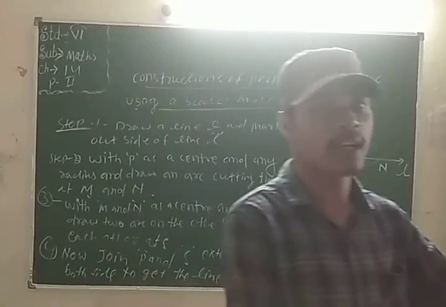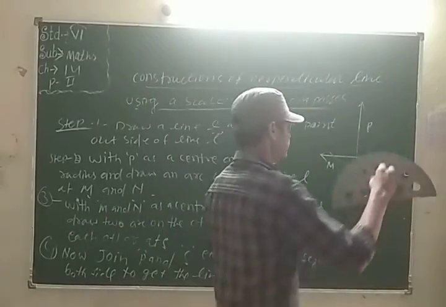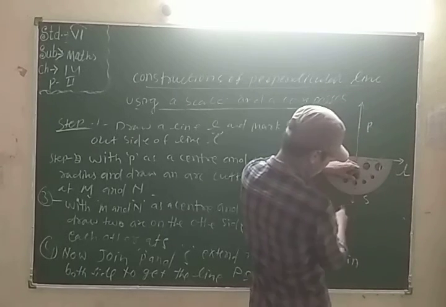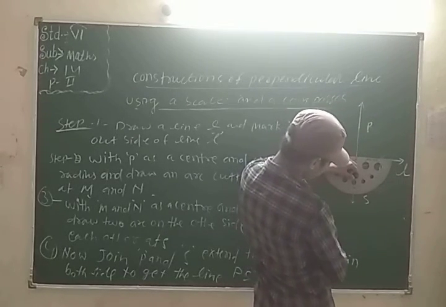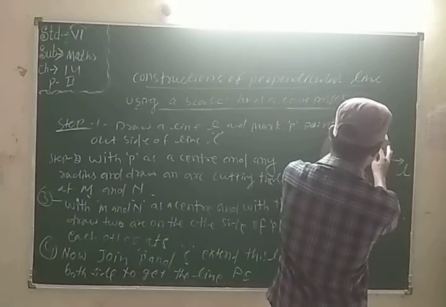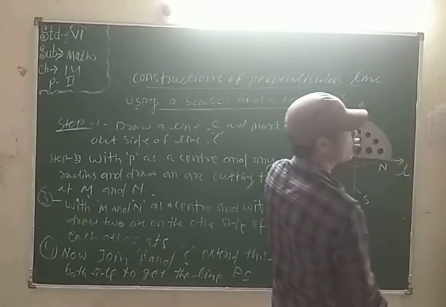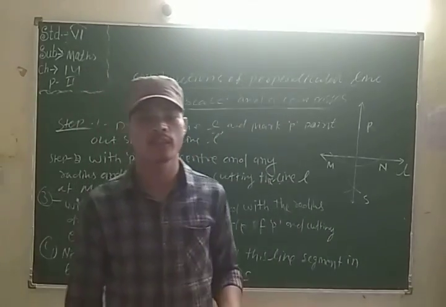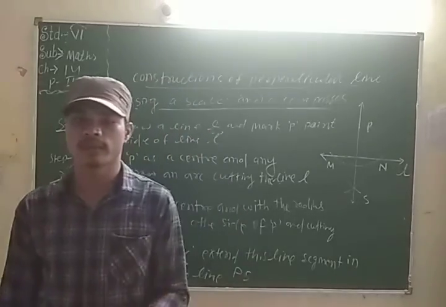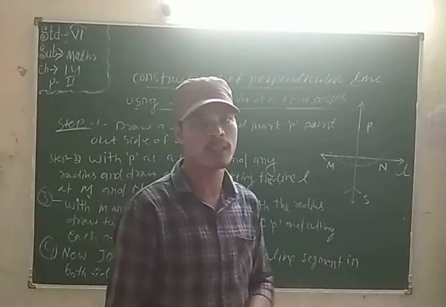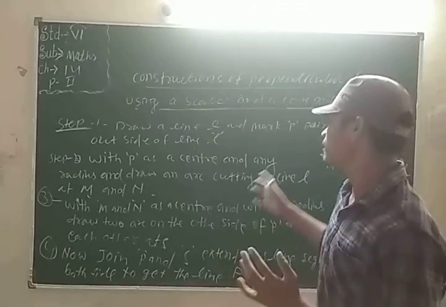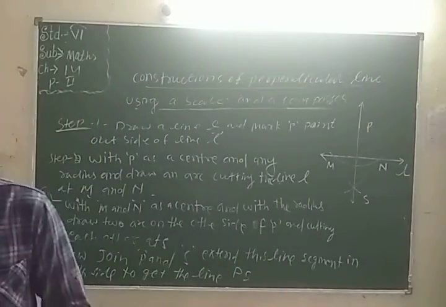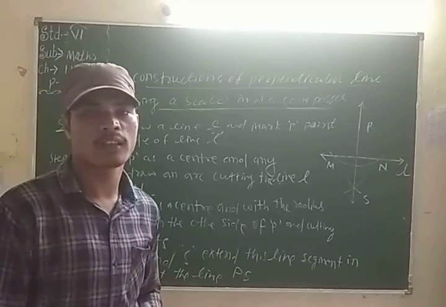You can use the protractor and also verify whether it is 90 degrees or not. See, here is the point and the equal lines, and here is the 90 degree angle. Clear about it? We can construct the perpendicular using a set square and compass, or a set square and scale. I hope all of you understood today how we construct perpendicular lines. Okay, thank you. Have a good day.